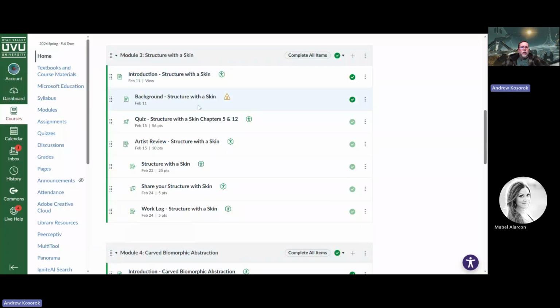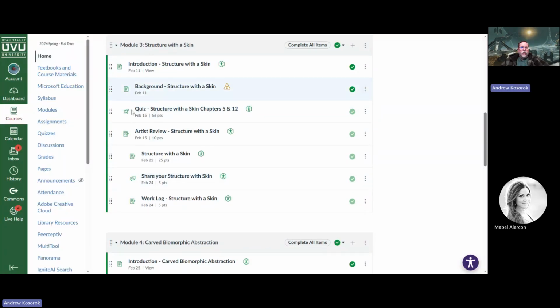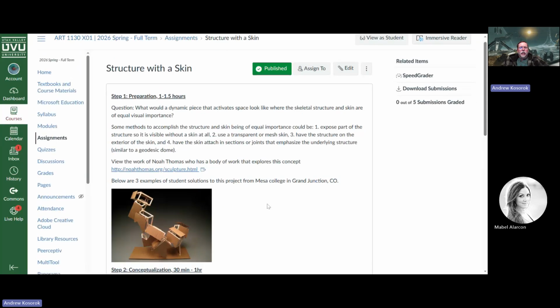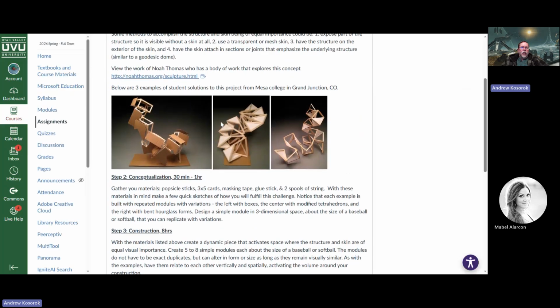Now, let's see. I'm going to share my screen again. So this is module 3. This is the module that we're talking about right now, structure with the skin. This is what we did. And I want to show those 3 student examples again and talk about them just a hair.